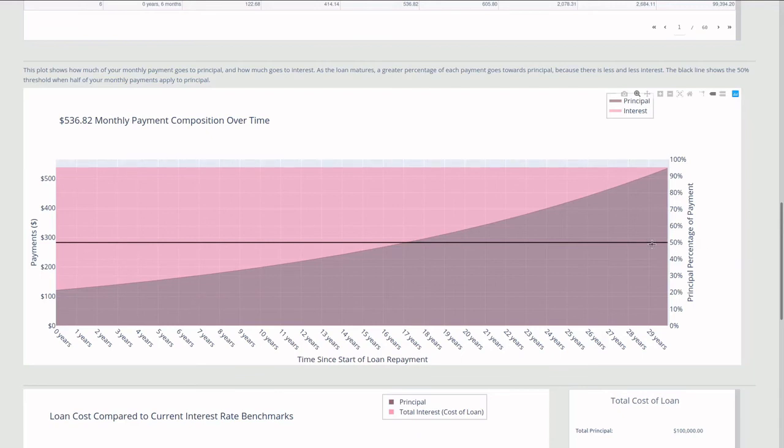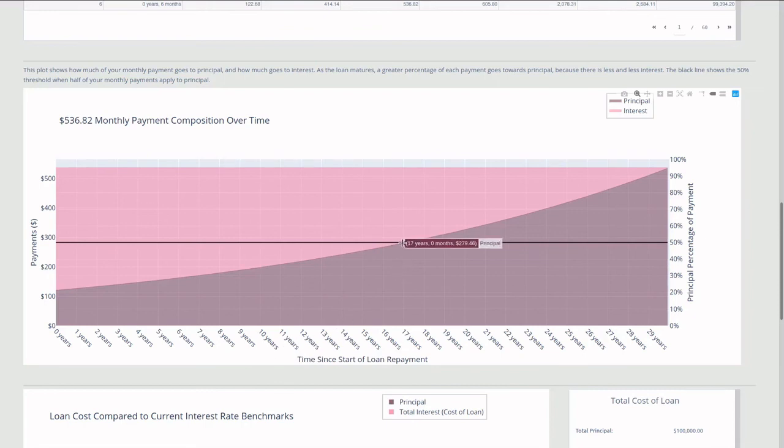The black line shows the 50% threshold. So when the payments cross this 50% threshold, that is the time when your payment will start consisting of more principal than interest. The x-axis shows the time since the start of the loan repayment.